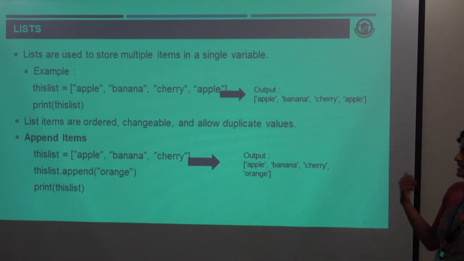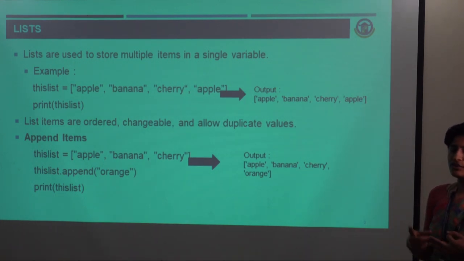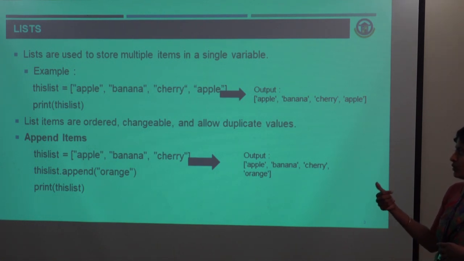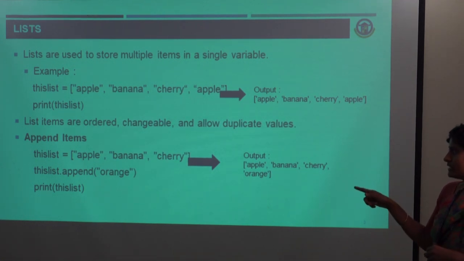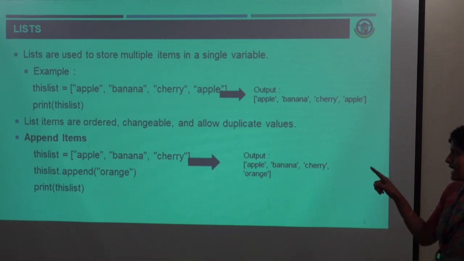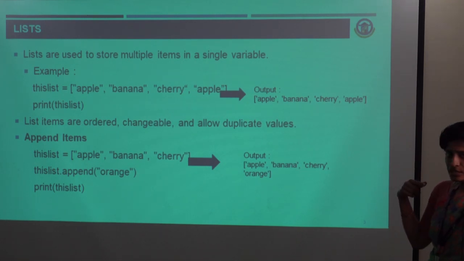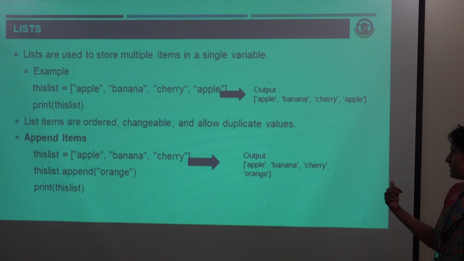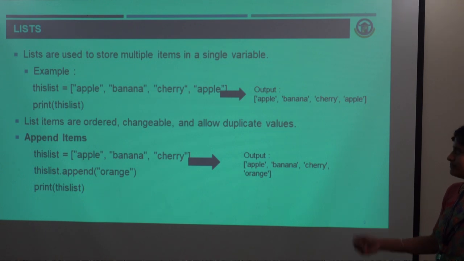Changeable means we can insert values, we can remove values, and we can update values inside the list. Using the append command we are going to add orange inside the list. See the last example here. In the list apple, banana and cherry, we are going to append orange. While we are executing these statements, we can see the output here. The orange is included at the last position of the list.